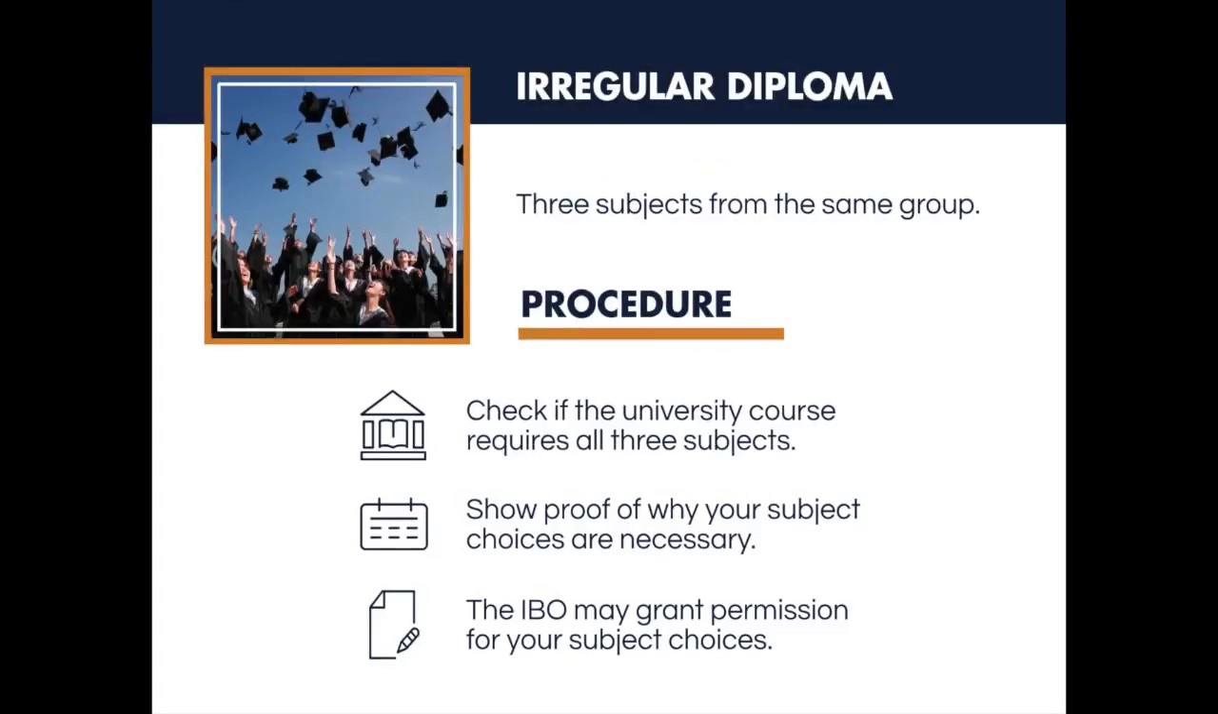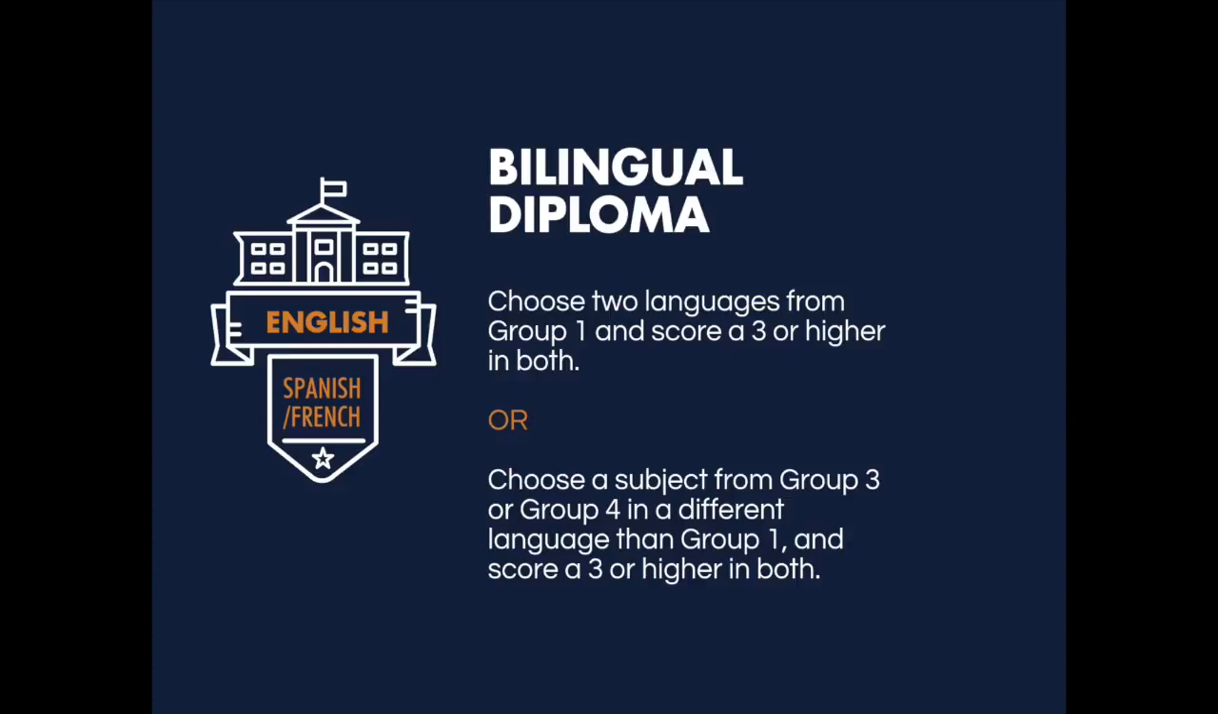Let's look at the irregular diploma first. You might want to choose 3 subjects from the same group, which usually happens when a university course requires those 3. For example, some medical schools in Sweden want you to take all 3 sciences. You need to prove to the IBO that your subject choices are necessary for further education, and the IBO may grant permission.